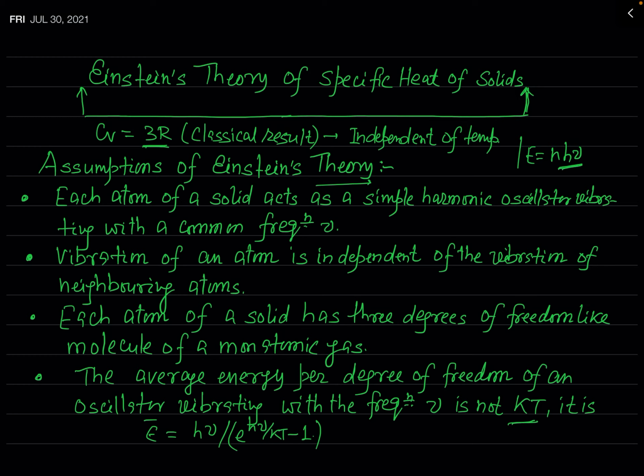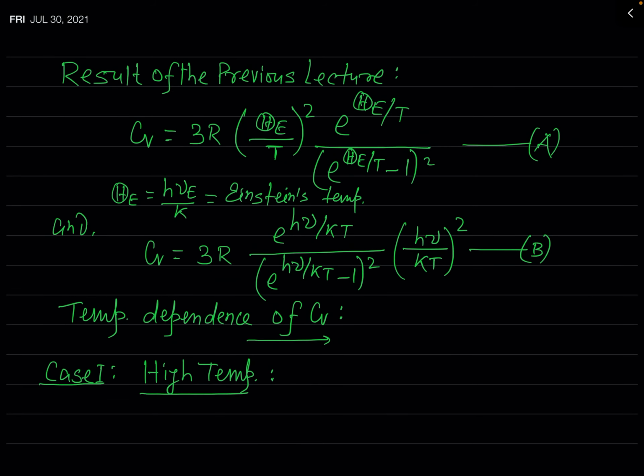On the basis of these assumptions, we have discussed the derivation of the famous Einstein's equation for the specific heat of solid. And these results, which I have mentioned here in equation A and equation B, you have seen deduced in the previous lecture. I have mentioned them here because today's aim is only to discuss how this specific heat depends on temperature and how Einstein's theory agrees with the experimental observation. So for that we will need the final result of the previous lecture.